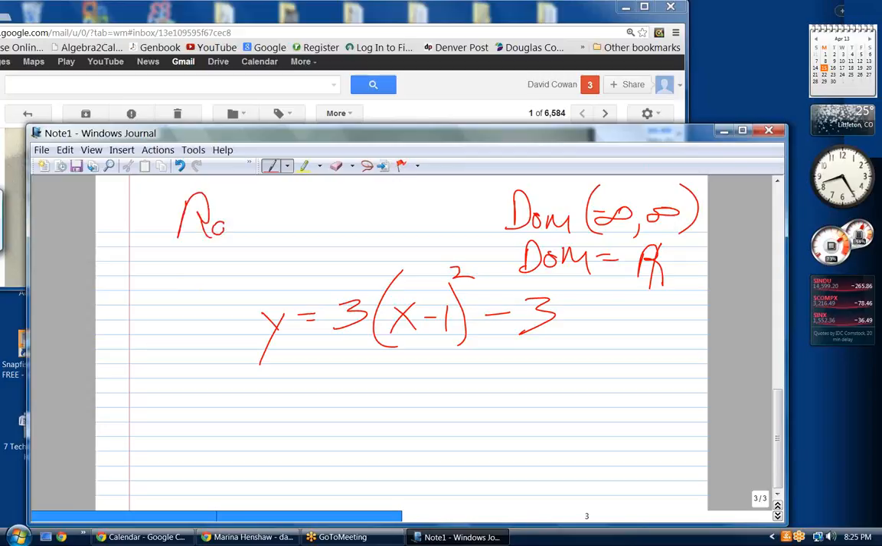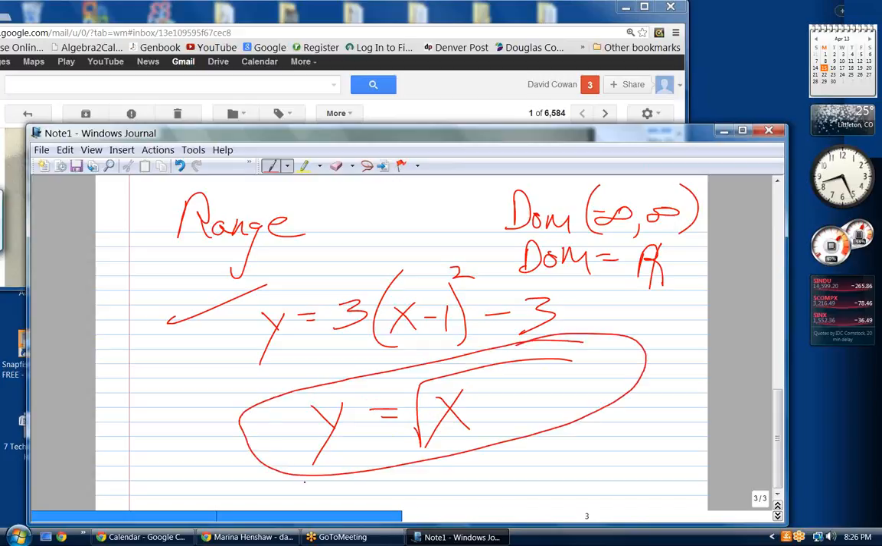Now let's talk about range. Range applies to y. Range is all of the possible values that y can be. Well, let's start with a simple one before we look at this one. What if I said y equals x? No, excuse me. Let's say y equals square root of x. Let's talk about this function right here. What can x be again?